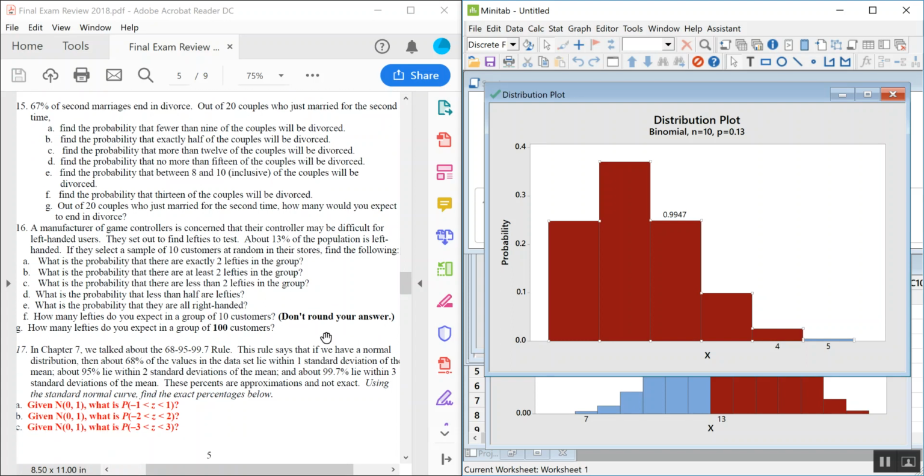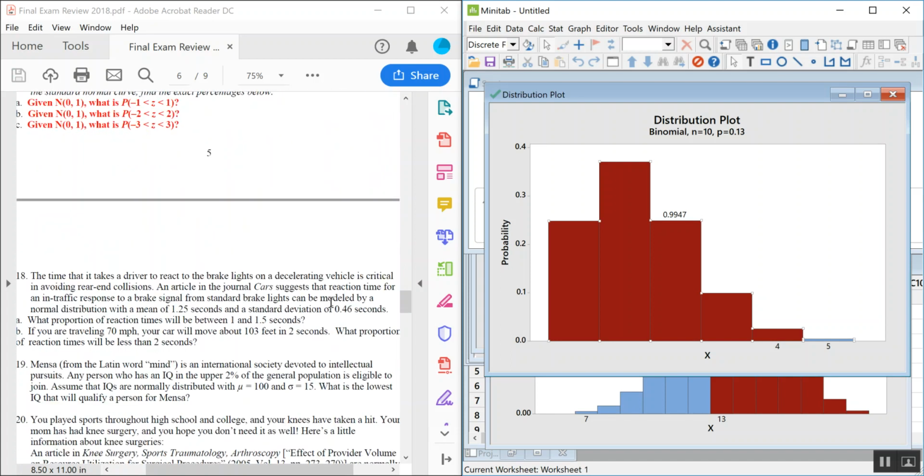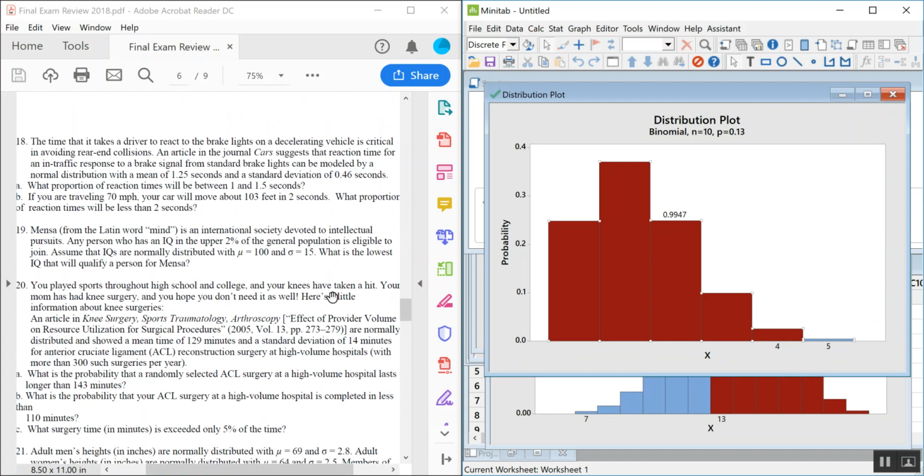Okay, let's skip ahead to number 18, because that's her next request. The time it takes the driver to react, I said I wasn't going to read these. 18. Standard brake lights are modeled by a normal distribution with a mean of 1.25 seconds and a standard deviation of 0.46 seconds. What proportion of reaction times will be between 1 and 1.5 seconds?